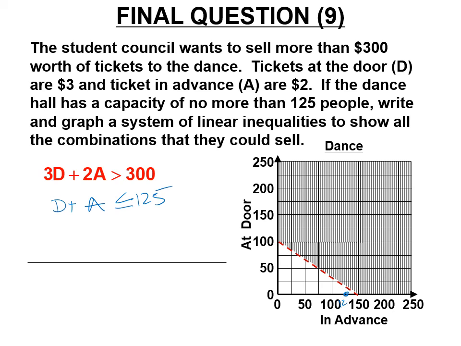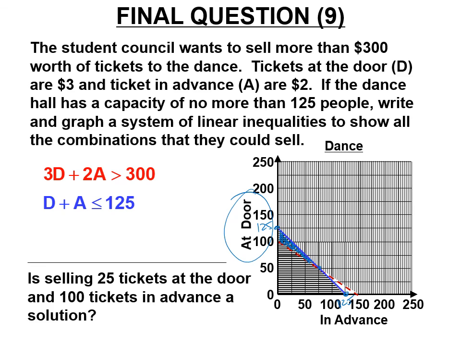So 125 is halfway between 100 and 150, in both. And it's going to be a solid line. So where is the solution to this system? It's in this area here. We need to sell a whole bunch at the door if we want to make our $300. If we sell too many in advance, we'll never make our $300 that we want to make.